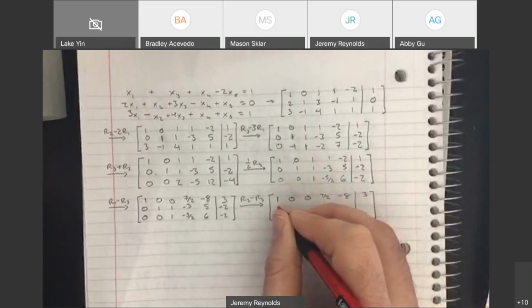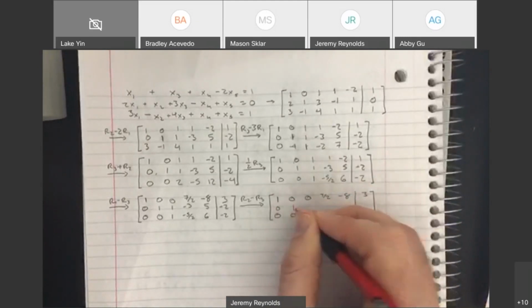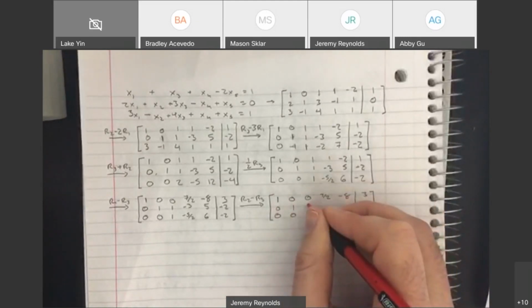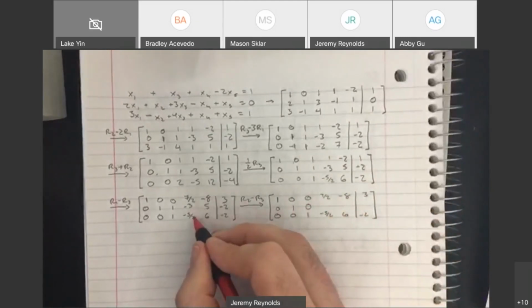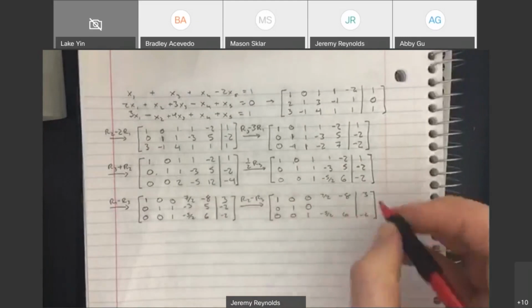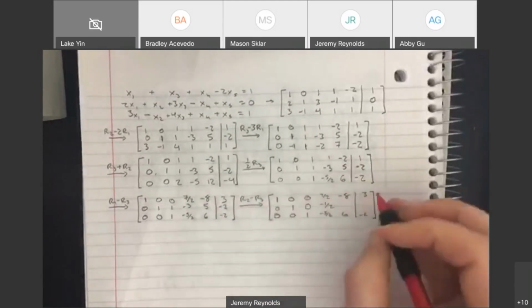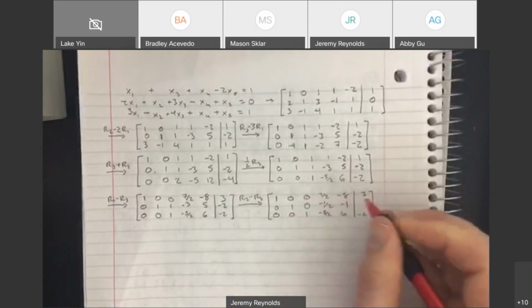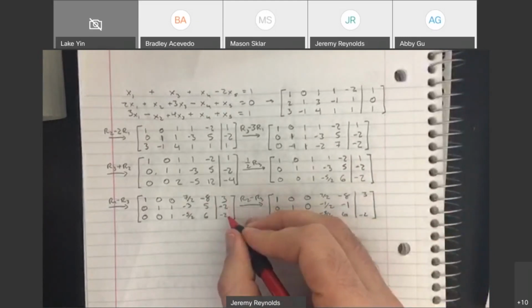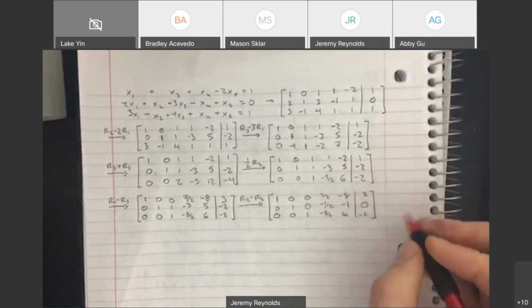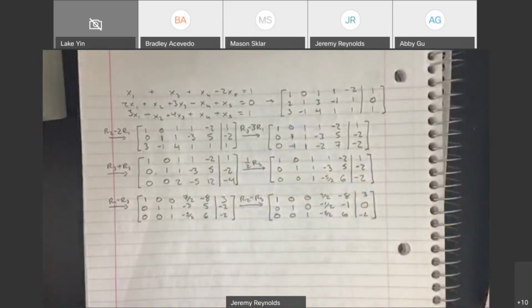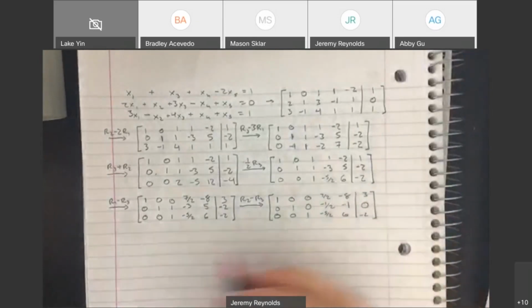Row 2, 1 minus 0, 1 minus 1 is 0. -3 minus -5 halves is going to be -1 half. 5 minus 6 is going to be -1. -2 minus -2 is 0. So now we have our matrix in a form that we can get a solution from.